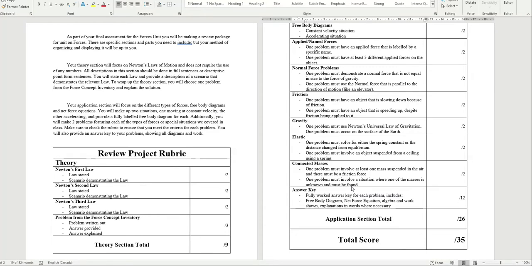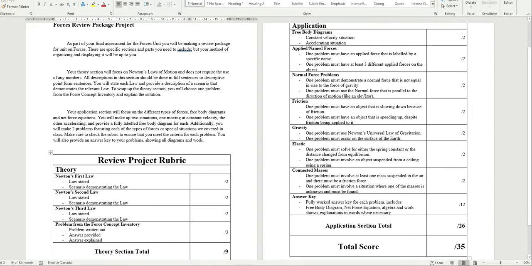Good morning, class, and welcome to round two of trying to figure out what sort of things we can put into our review project. So, last time we looked at Newton's first law and some of the examples that we could have with that. This time we're going to look at some applications, and today let's look at making problems for applied and named forces and the normal forces of problems.